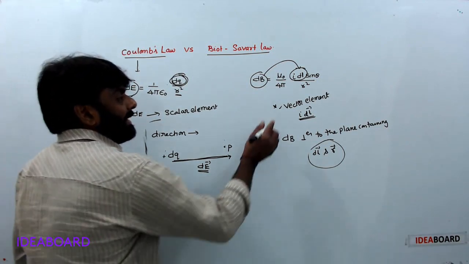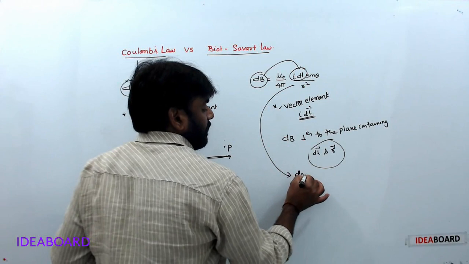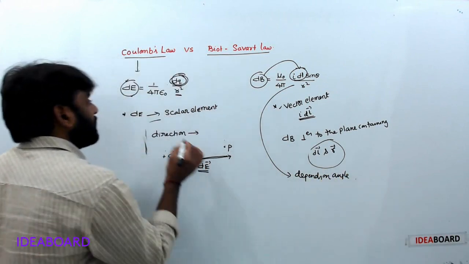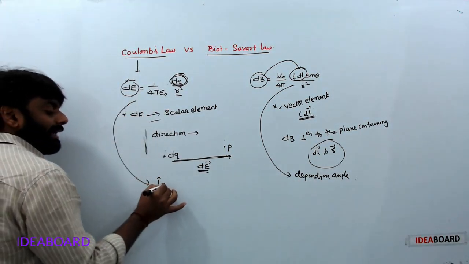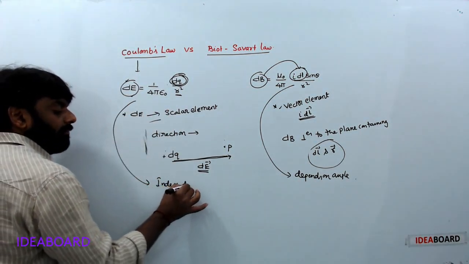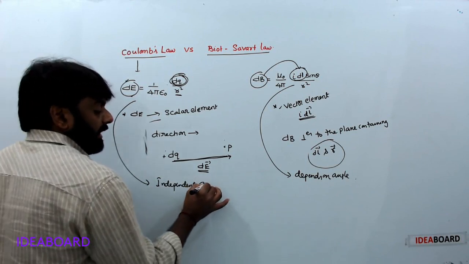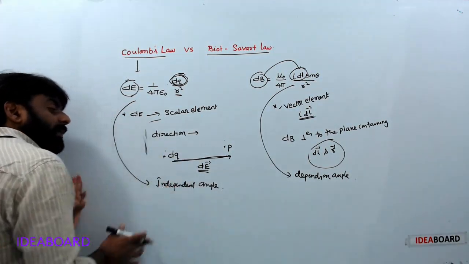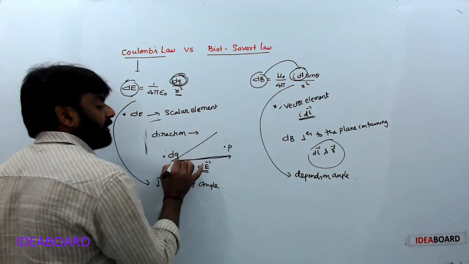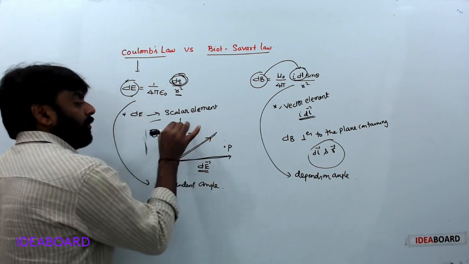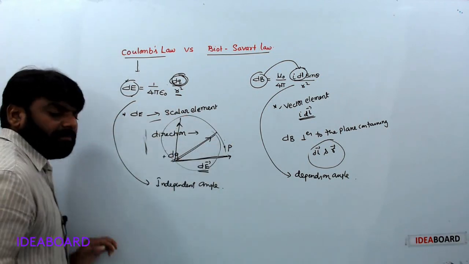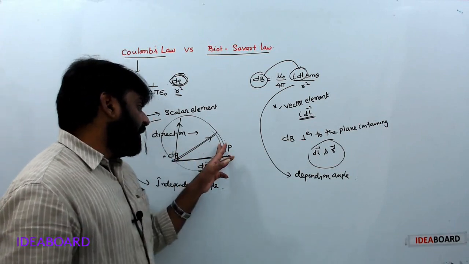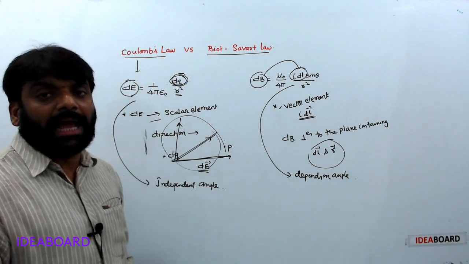Next, it depends on angle. The magnetic field mainly depends on angle, but the electric field is independent of angle, because it is along the same direction, in the same plane. Understood? So this one is independent of angle, but that one depends on angle.